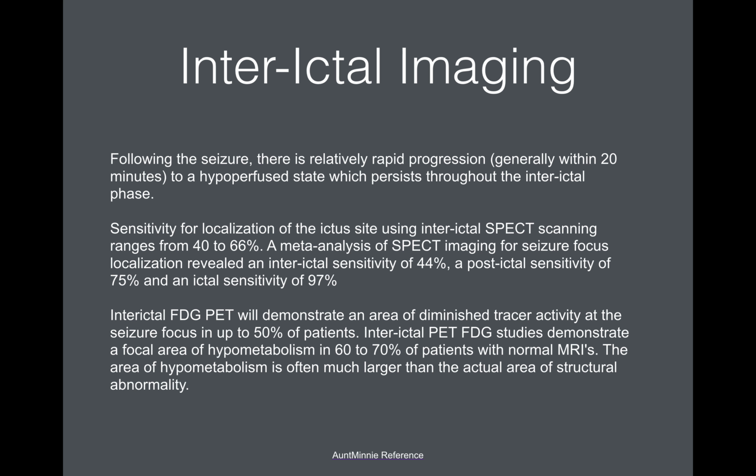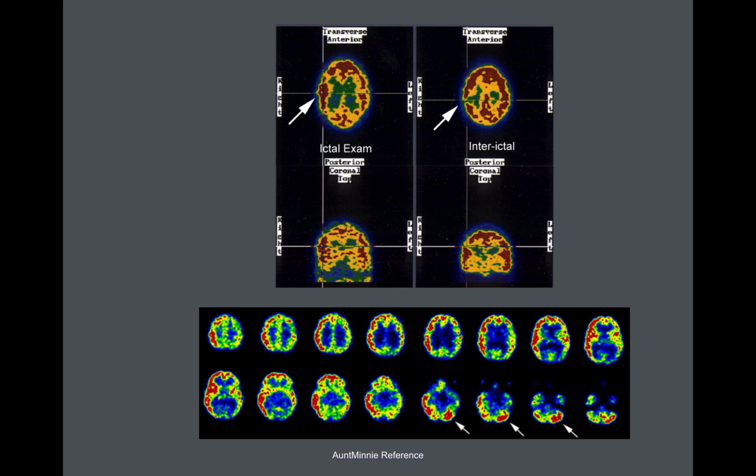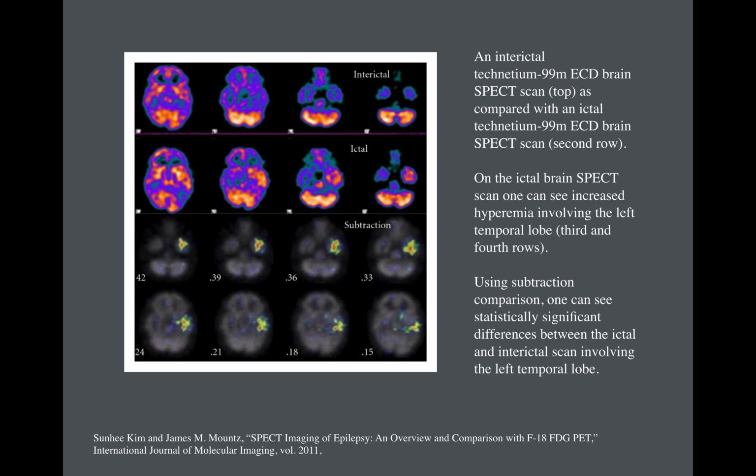FDG PET can also be performed in the interictal state and will show decreased tracer activity out of proportion to atrophy if it's present. So again, this is an example where we see ictal exam showing increased tracer uptake and the interictal exam showing decreased tracer uptake, and we see cross-cerebellar effects as well.